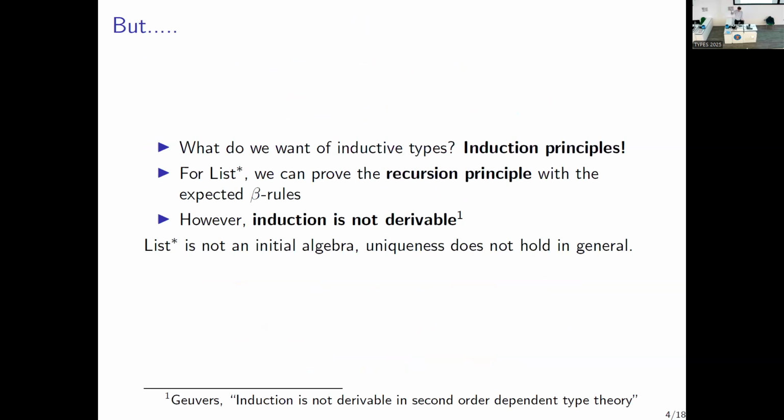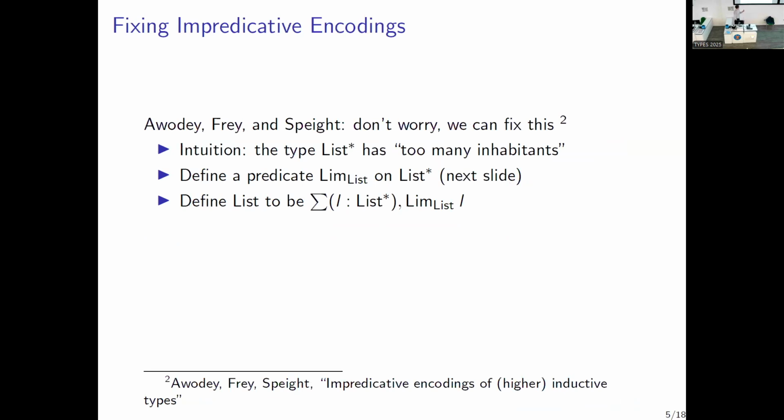This is something you can indeed show, that is what Herman did. We can only get some kind of recursion principle with beta rules, no induction, and everything seems destroyed.